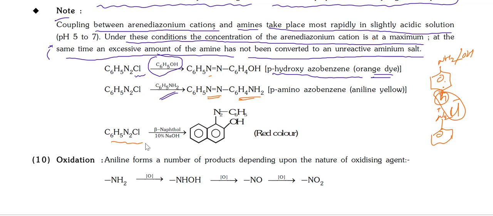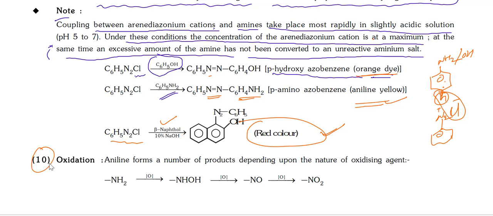Next, benzene diazonium chloride reacts with beta naphthol, forming a red color. The colors are also important here. Phenol forms an orange dye, okay? Aniline gives a yellow color. If you react with beta naphthol, a red color is given.